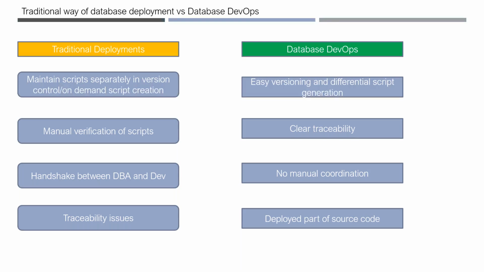Generally, what happens even now, as we speak, is that application releases and database releases are different. Some team does the application deployments, whether automated or non-automated, and some other team, like the DBAs, does the database deployment. They work in silos. There is no coordination.